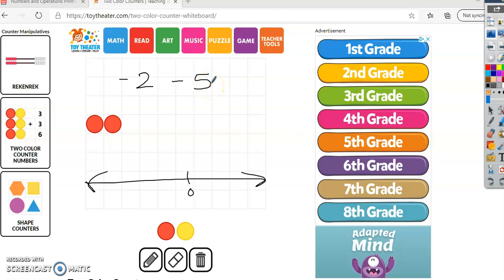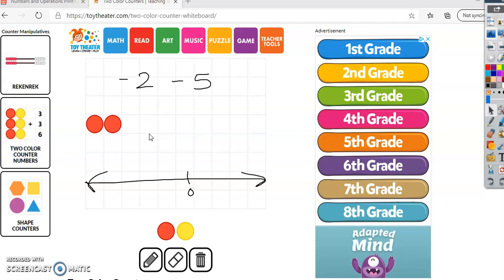So I want you to think. I'm taking away 5 of what color? Hopefully you know I'm taking away 5 yellows because I don't see a negative sign. This would mean I'm taking away reds. I don't see it. That means I'm taking away positives. So I need to take away 5 yellows. How many yellows do you see here? I don't see any, right?